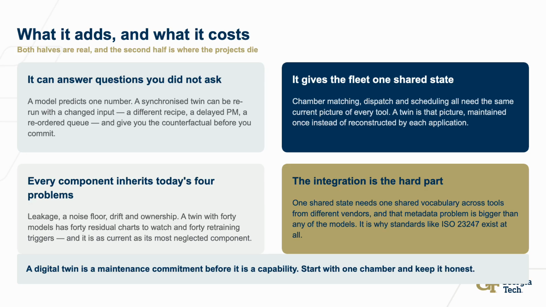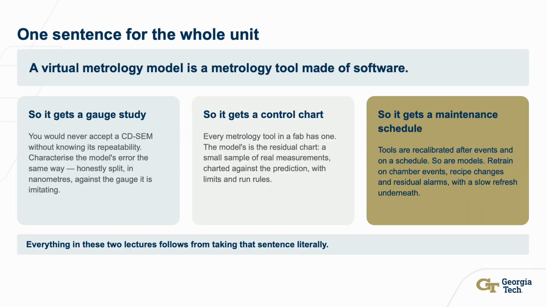So treat the phrase with the right amount of respect and the right amount of suspicion. The concept is real, the standard is real, and the equipment level version is deployed. A digital twin is a maintenance commitment before it is a capability. Start with one chamber, keep it honest, add a rung only when the one below it has an owner and a control chart. Which brings us back to the sentence this lecture has been built on.